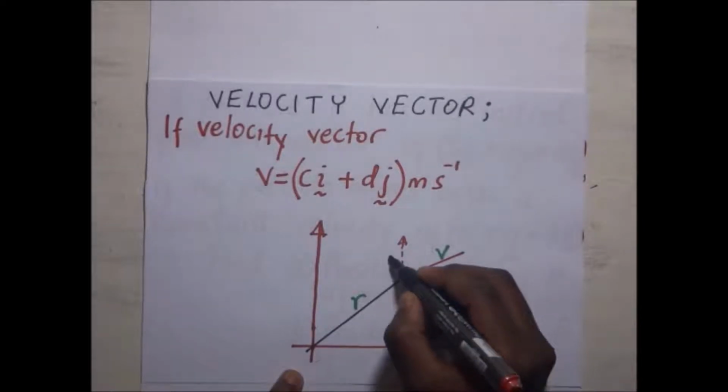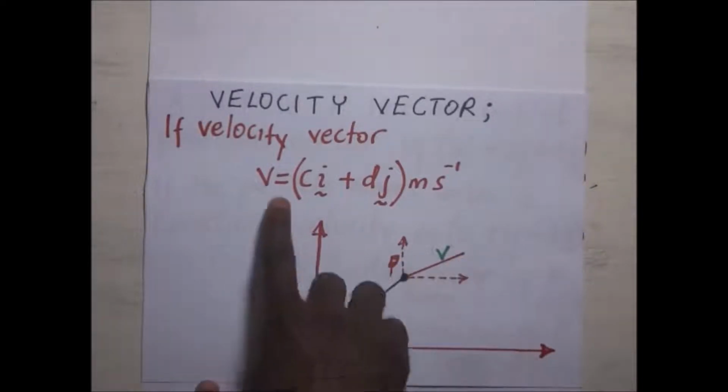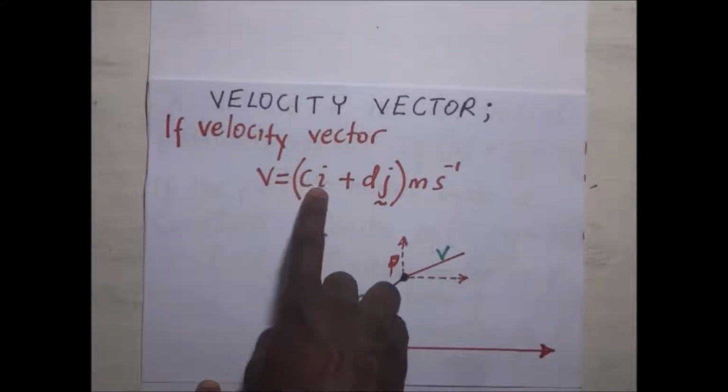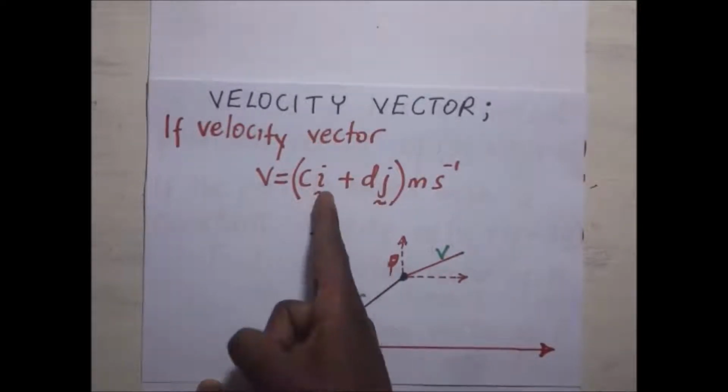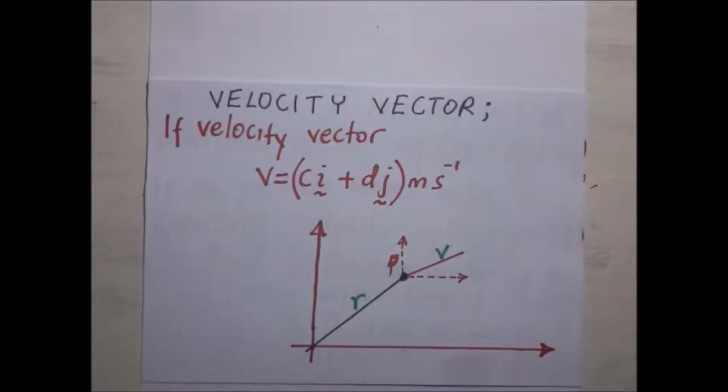Now we need to find the velocity of this particle. The velocity vector of this particle is given as ci plus dj, where i is denoting the x direction and j is denoting the y direction. Now this is the velocity vector. If we want to find the position vector r after a certain time t, we do not know the time.